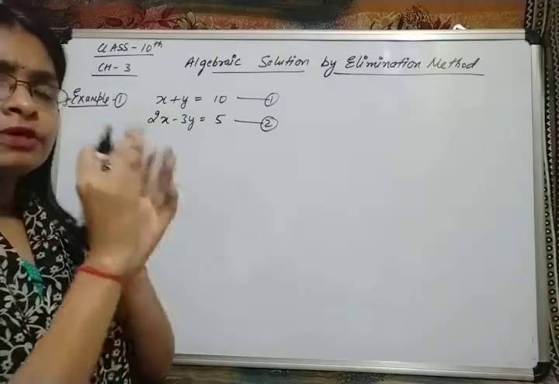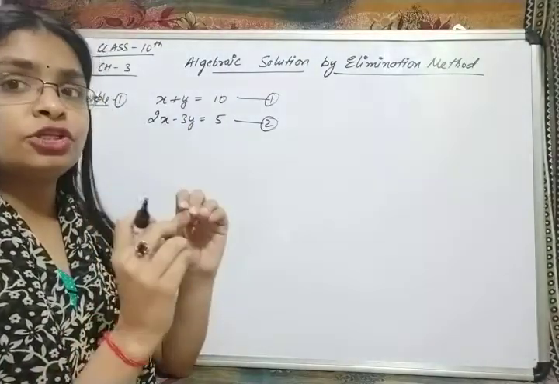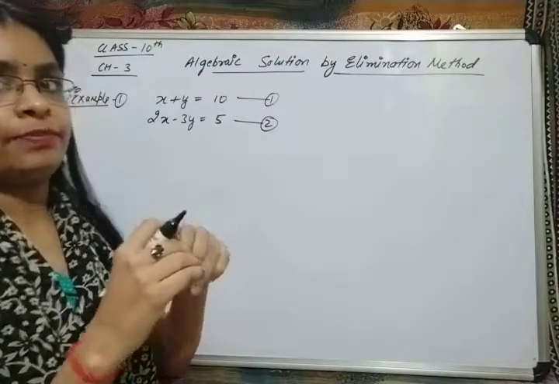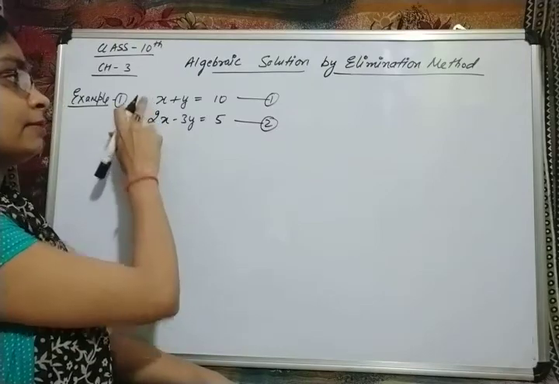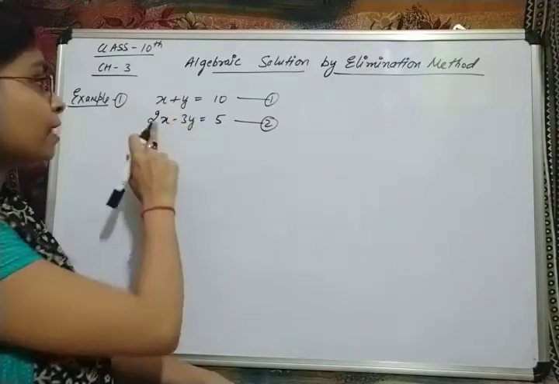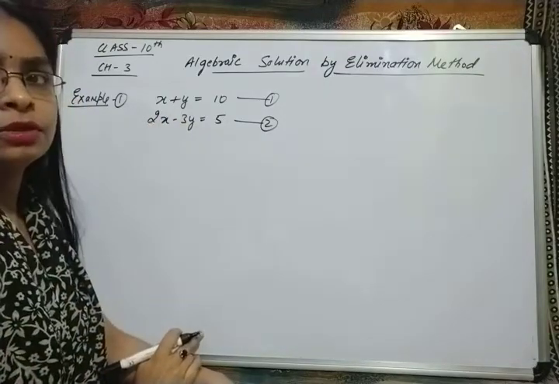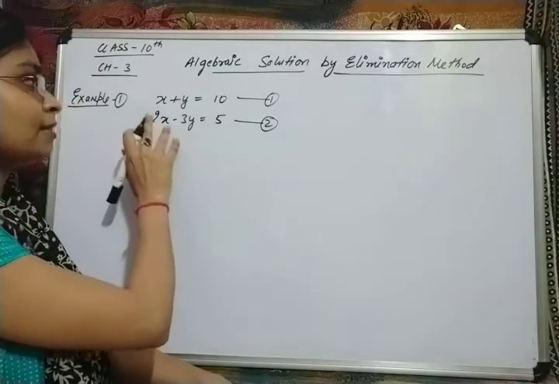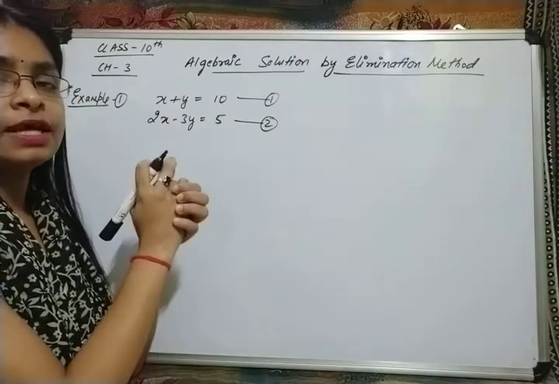So now see here. The purpose in the elimination method was what? We have to make the coefficient of any one variable the same. In this, we can make either the variable x or the variable y the same. You can choose either. If I choose x, then I'll do it with y also. So first I'm choosing to make the coefficient of x the same.